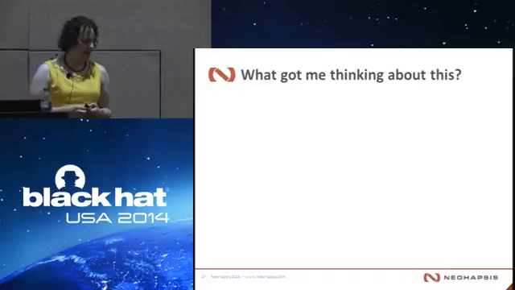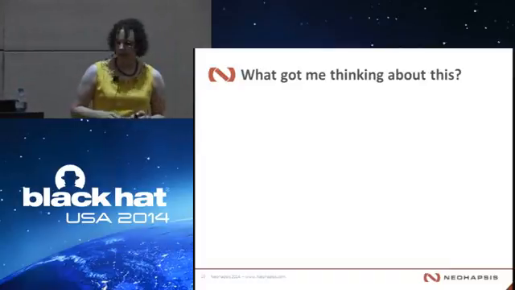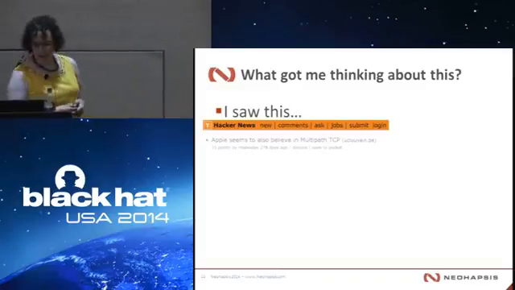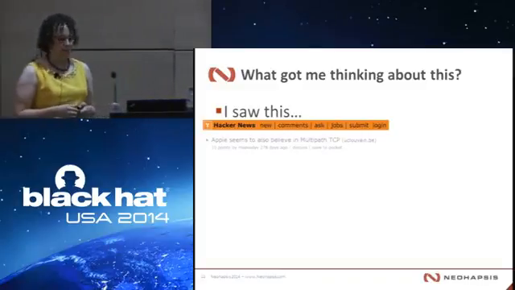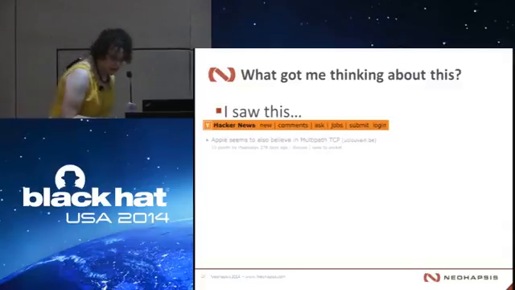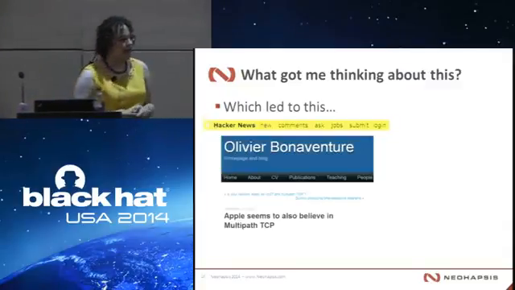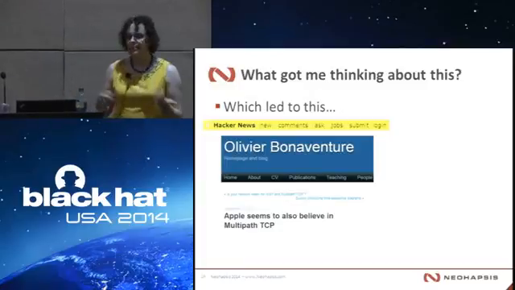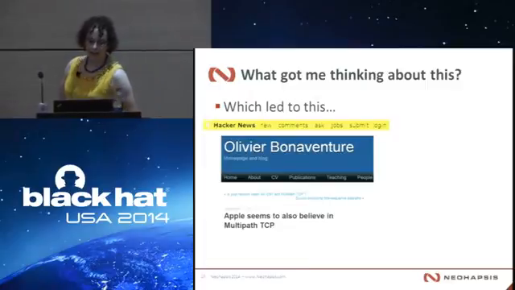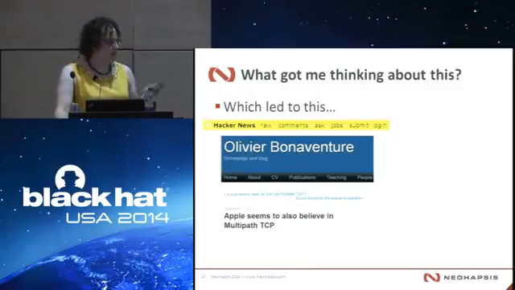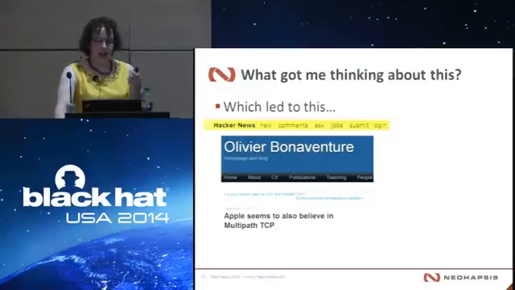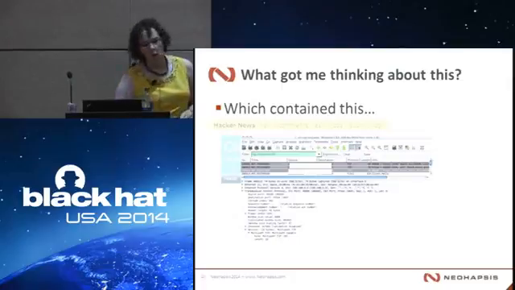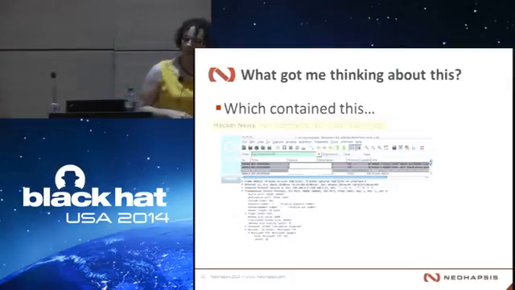What got me thinking about this? Sometime last year, around September, I came across an article on Hacker News. Apple seems to also believe in multipath TCP. I had no idea what that was, so I clicked on it. It took me to a blog post by Olivier Bonaventure, one of the professors who had his team working on this stuff over in Belgium, because it's primarily European people developing this. Anyway, massive credit to them, but that contained a Wireshark capture, which was interesting, and it piqued my interest.